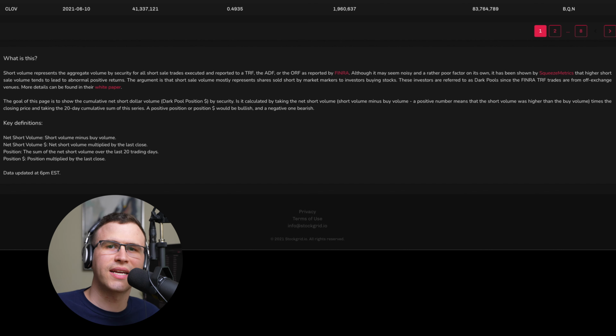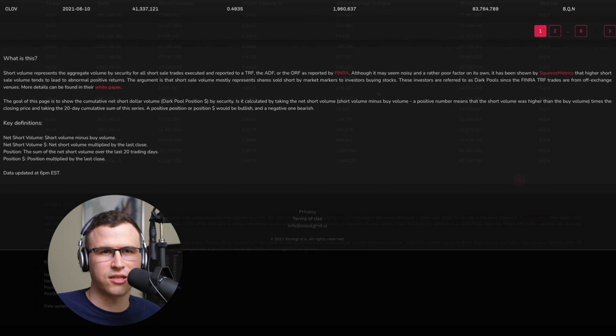The goal of this page is to show the cumulative net short dollar volume, dark pool positions, by security. It is calculated by taking the net short volume minus buy volume, where a positive number means that short volume was higher than the buy volume, times the closing market price, and taking the 20-day cumulative sum of this series. So at the end of the day, a positive position or position dollar amount would be bullish, and a negative one is bearish.